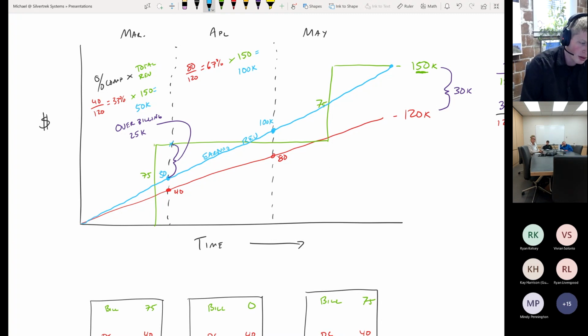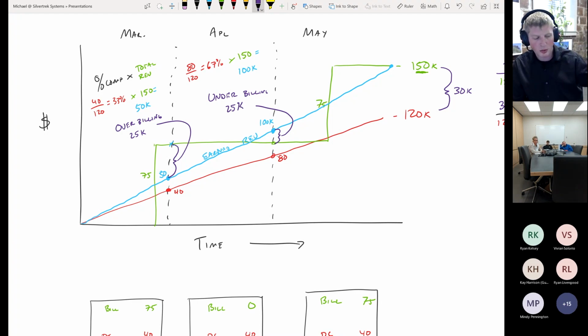How much have we billed? Well, it turns out we've only billed $75,000 still because we didn't bill anything in April. And in this case, we have an underbilling of $25,000. In month number 1 in March, we had an overbilling of $25,000. Now in April, we have an underbilling of $25,000.